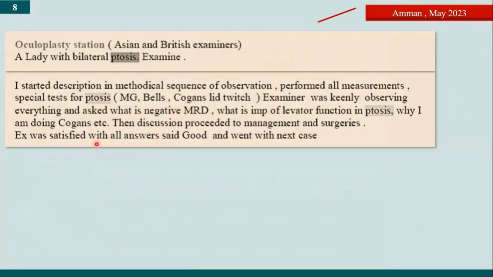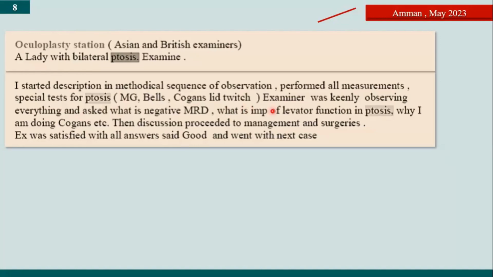Next. By the way, we have 13 slides about candidate experience. 13 is a lovely number, as you know. So here, a lady with bilateral ptosis. Examine. Don't be surprised if the examiner says just one word, examine, because this is an examination station. Can you read this experience? A lady with bilateral ptosis examined. I started the description in a methodical sequence of observation, performed all measurements, special tests for ptosis, myasthenia gravis, Bell's, Cogan's lid twitch.